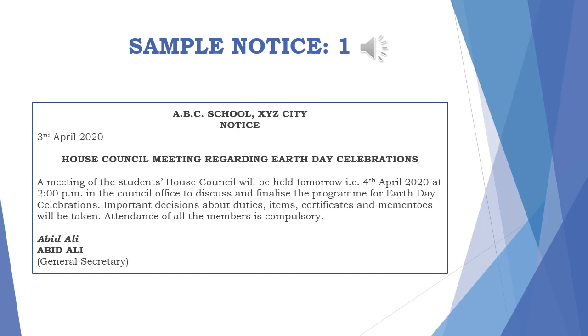After writing the content or the body of the notice, we leave one line. Then on the extreme left hand side only, we put the signature of the issuing authority or the issuing person. Then we write the name of the person. Here in the question it was given Abid Ali. Name is given in block letters. And then in the next line just below the name we write the designation and that is written in brackets.